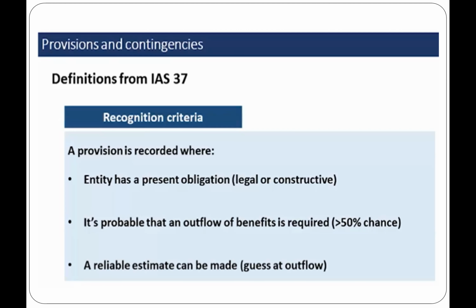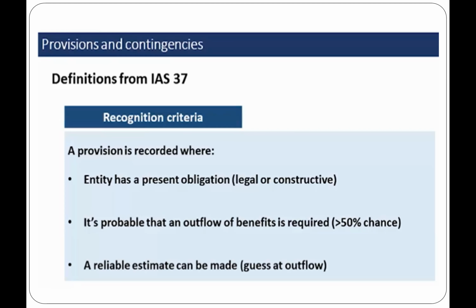So when you are saying probable, we are saying there should be a 50% chance, in fact, a more than 50% chance that you are actually going to be expected to pay. If there is a less than 50% chance, then we cannot create a provision. So it must be probable that an outflow of benefits is required, or there must be a more than 50% chance that you would actually be asked to pay.